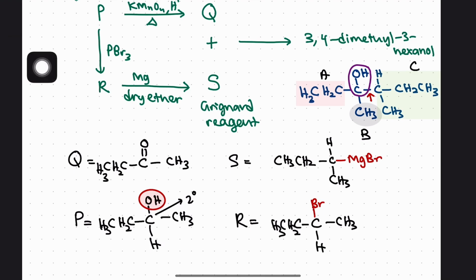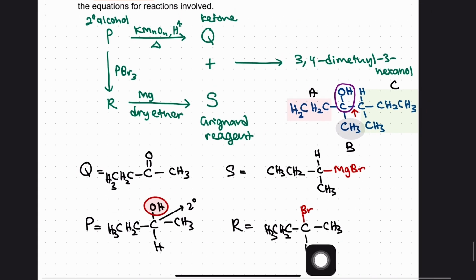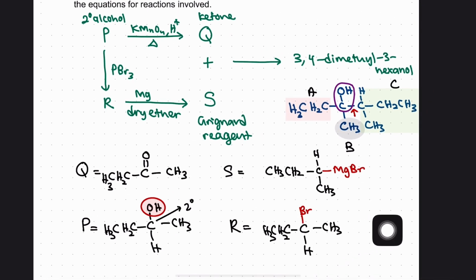And now check whether R can be related to S. Yes. If you can see, the only thing that changes between R and S is the Mg after treating with magnesium in dry ether, whereas the side alkyl groups are the same. So this confirms the structure of P, Q, R and S. So the most important part is you understand how the reaction between Grignard and ketone happens.